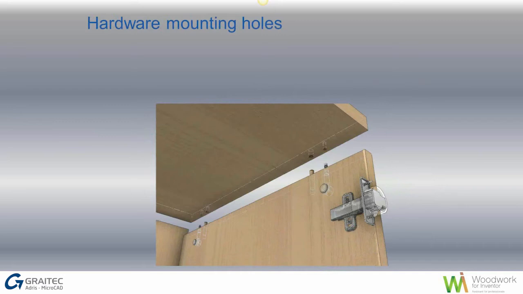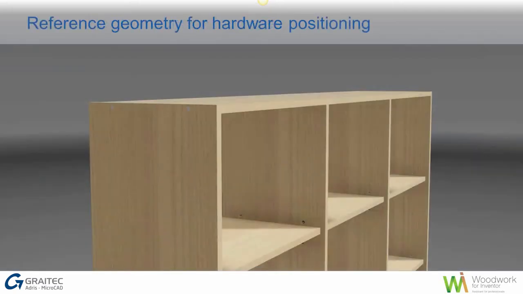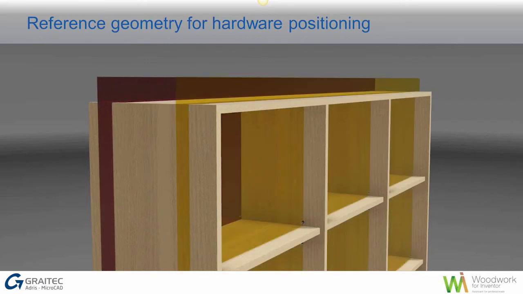So hardware mounting and holes. Holes should mutually coincide on both connecting elements. They're usually not equal to the hole diameter of the hardware, and any change in the model should also react in the other parts, and obviously you want them marked up on your drawing, which can take some time to do. Reference geometry is very easy to use in Woodwork for Inventor to position your hardware. You can just use work planes and then reference on the modelled components against those work planes.